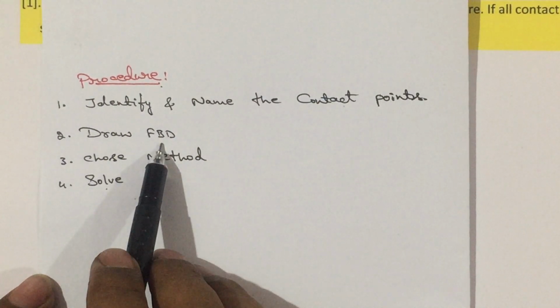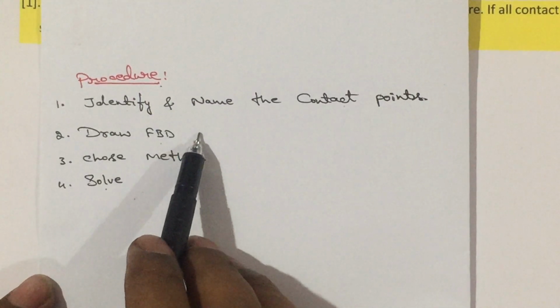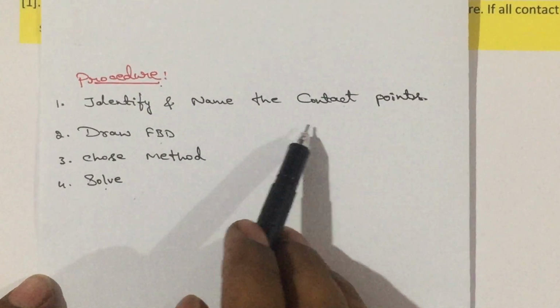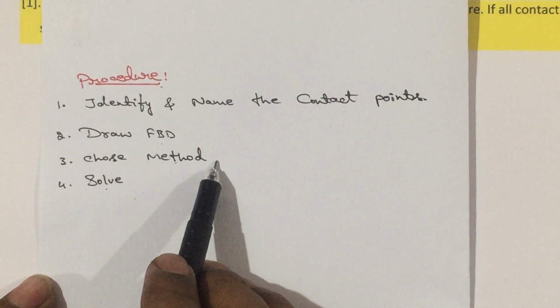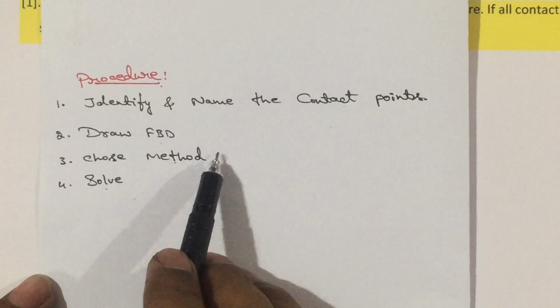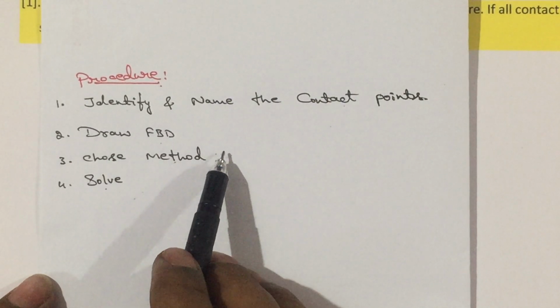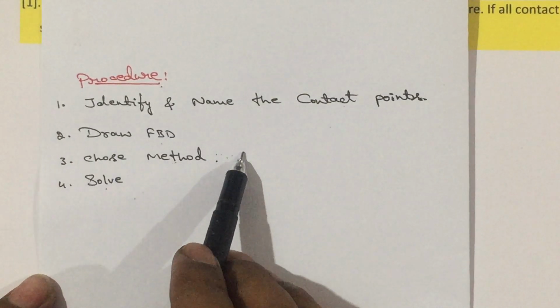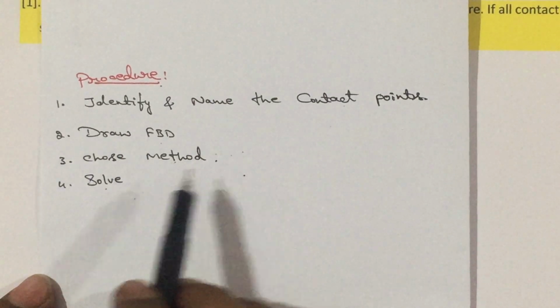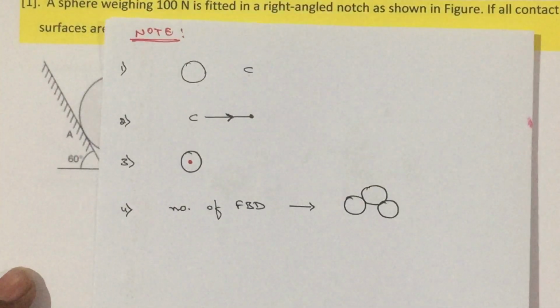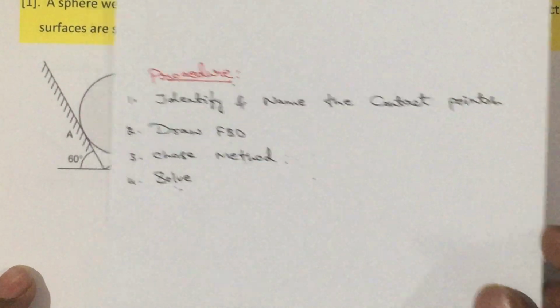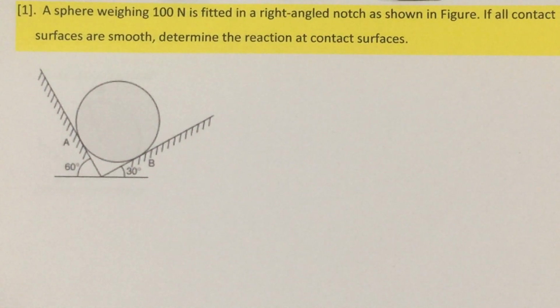We know how to write the FBD, that is in 5 simple steps like point, line, direction, magnitude and angle. Then choose the method. Here we have 2 methods, Lami's theorem as well as equilibrium equations. First we need to count the number of forces and the number of unknowns to choose Lami's theorem or the equilibrium conditions. Then we need to solve it. So with this basics and the procedure, let us proceed into the problem.